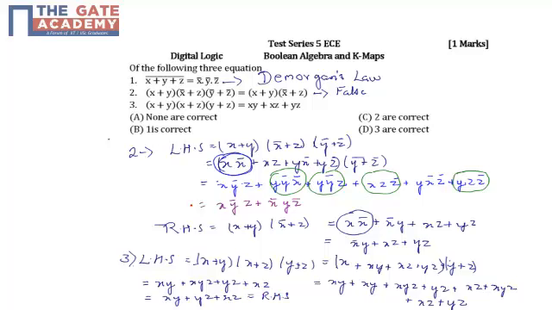So if we look, option one is true, second is false, third one is true. So out of all these three, two of the options are correct. Hence the final answer is option C. Thank you.